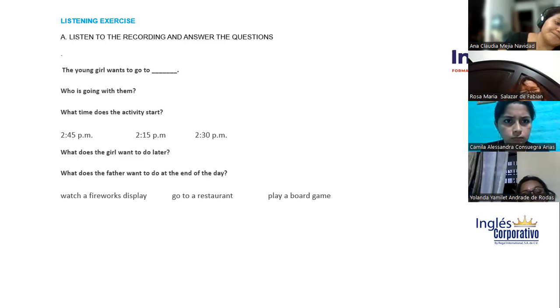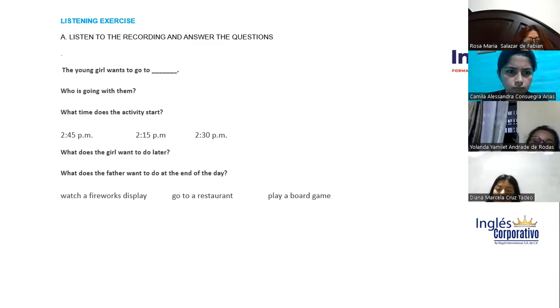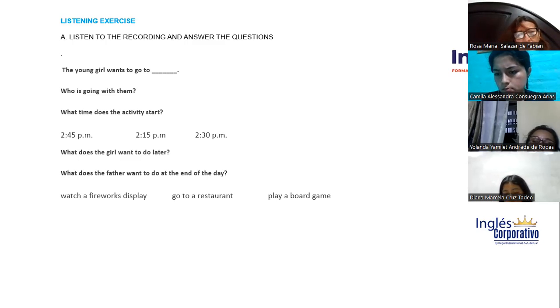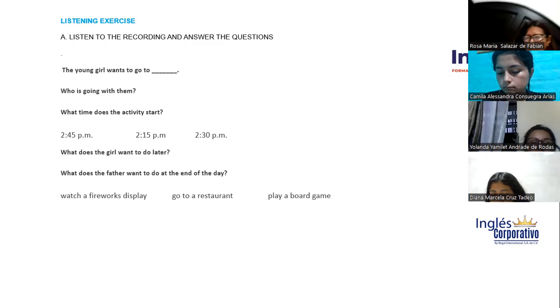She wants to go down to the beach. Mm-hmm. Okay, and also we'll continue with this one. Go to restaurant. Yeah, so look at the next one. What does the father want to do at the end of the day? Go to a restaurant. Okay, so wants to eat something. Yeah, in that case, going to a restaurant.